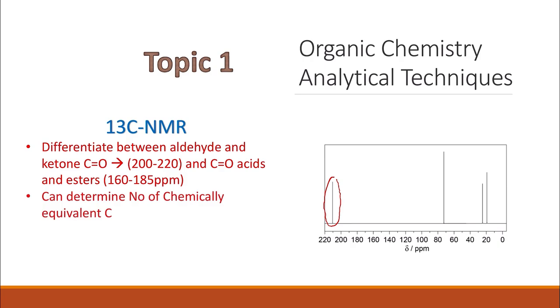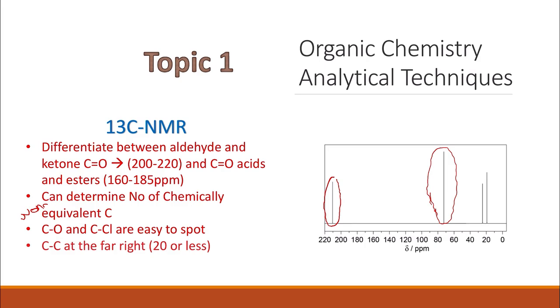Also, carbon 13 can be used to determine the number of chemically non-equivalent carbons. So in this case, we have 4 different, chemically non-equivalent carbons in our compound. Carbons which are next to an oxygen or chlorine are easy to spot because they come in a bit to the left region, something above 60 and maybe 90. So something like that is either a carbon next to an oxygen or a carbon with a chlorine.